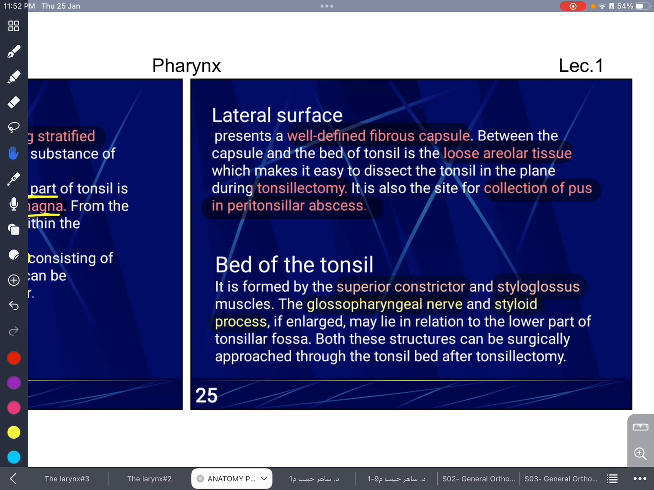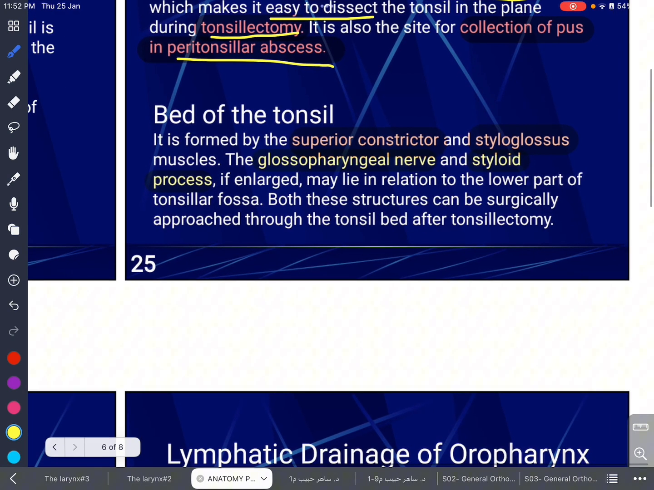And regarding the lateral surface of the tonsil, it is formed by a fibrous capsule, and there is loose areolar tissue that separates the fibrous capsule from the bed of the tonsil, or what is called the tonsillar fossa. This separation is important so that we have easy excision of the tonsil during tonsillectomy, and it is also a place for the formation of peritonsillar pus or abscess.